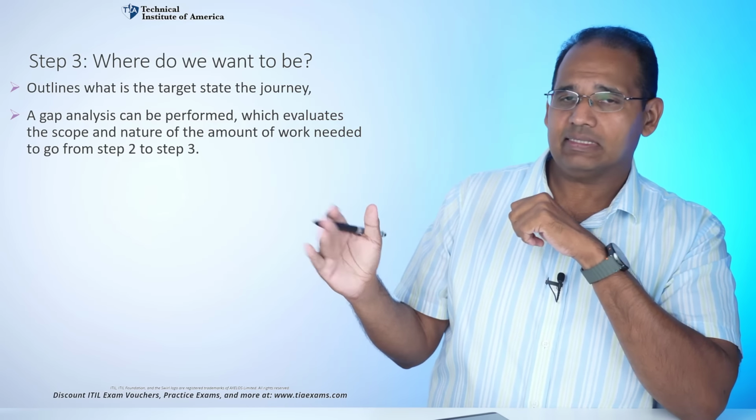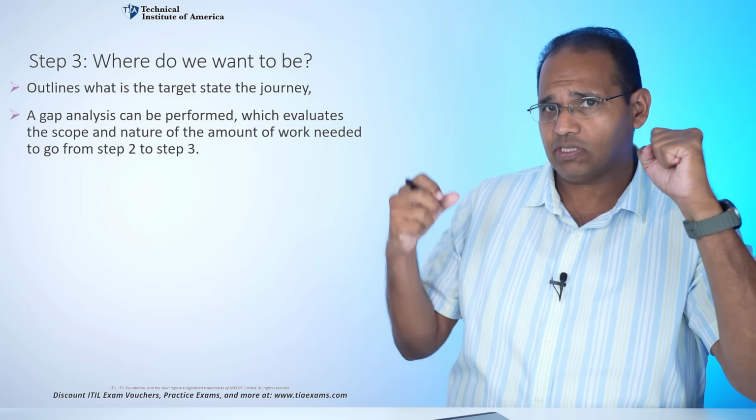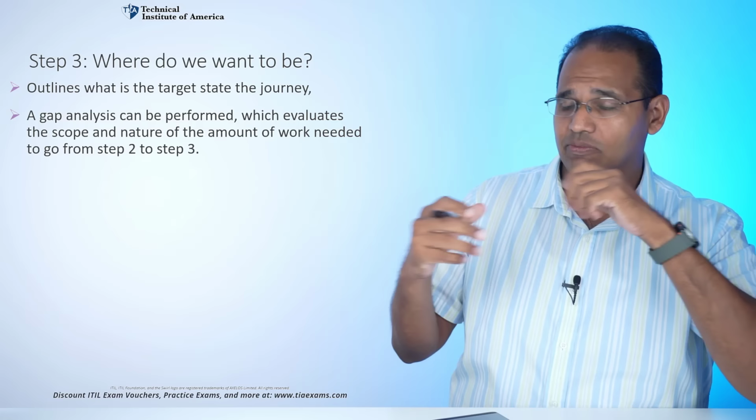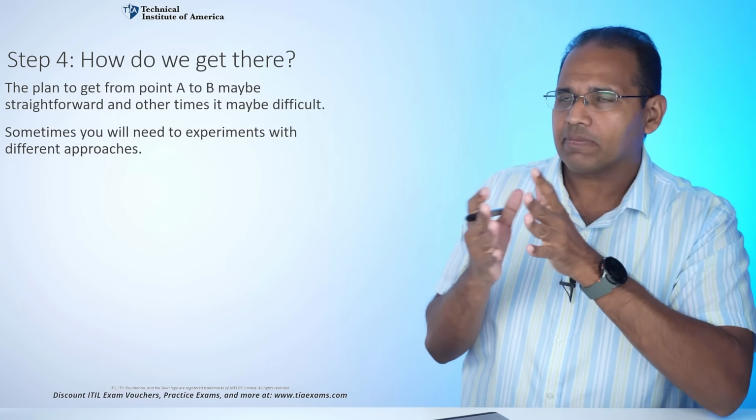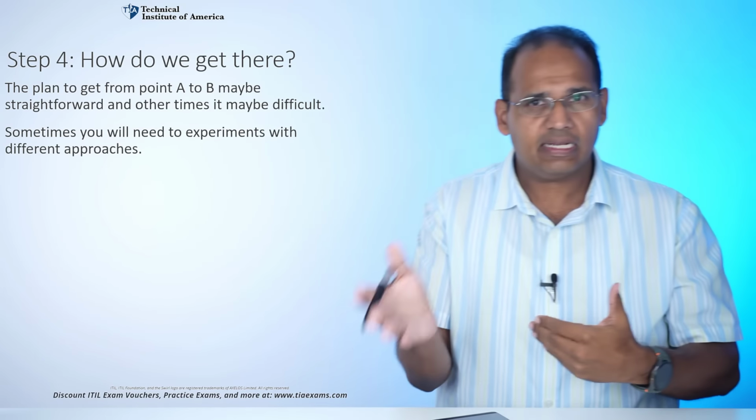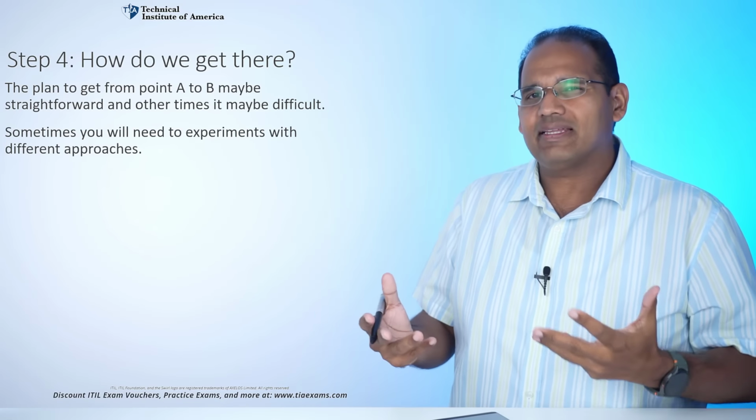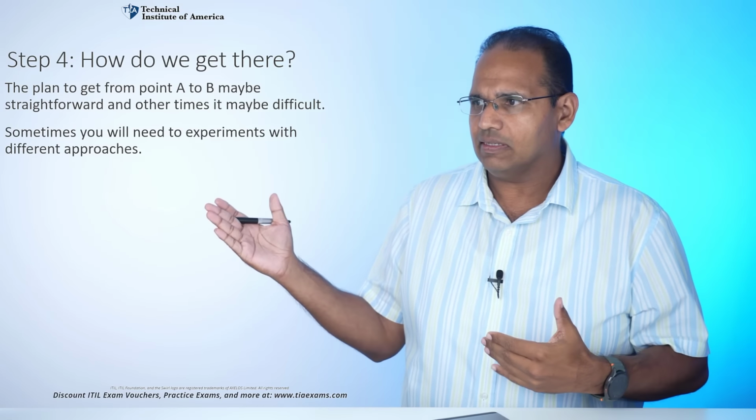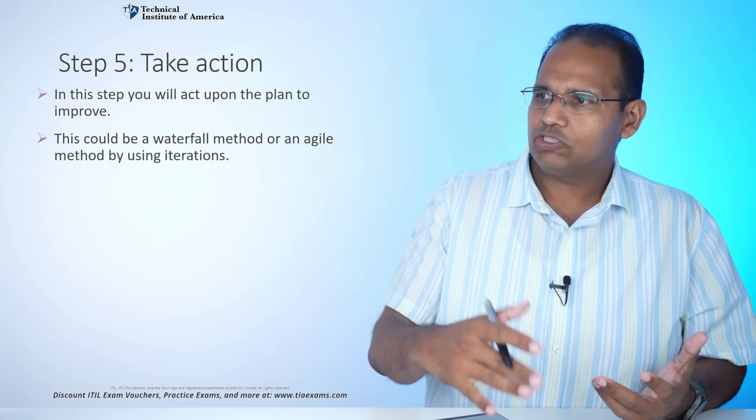This is the gap analysis. The current state, 60%, the desired state, 90%. We've got to find a way of doing that. The question is, how do we go from 60% to 90%? How do we get there? You need to experiment with different approaches. How are we going to go from A to B? What actions should we take?